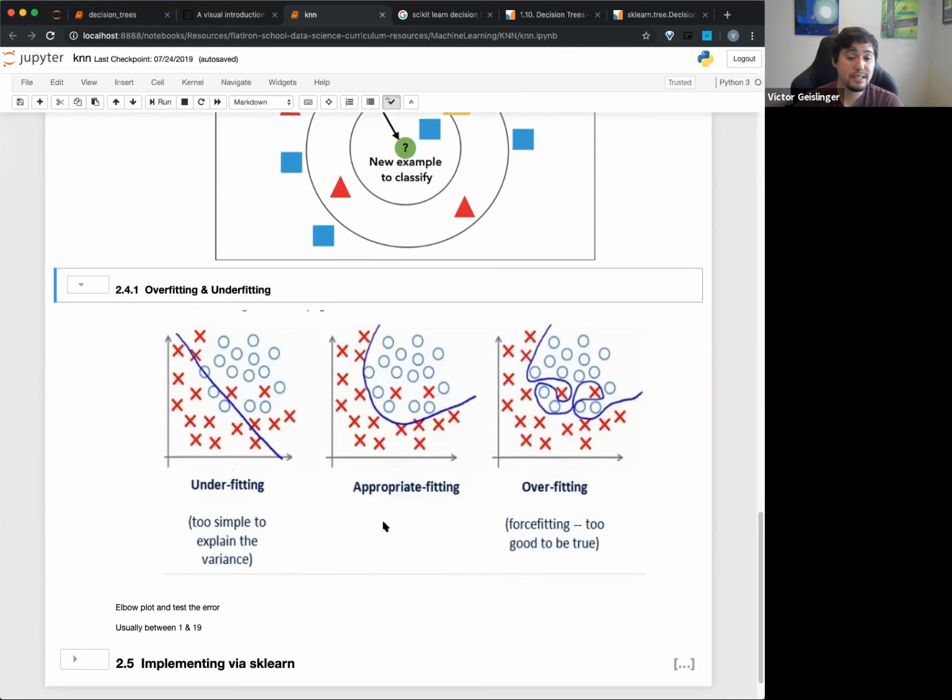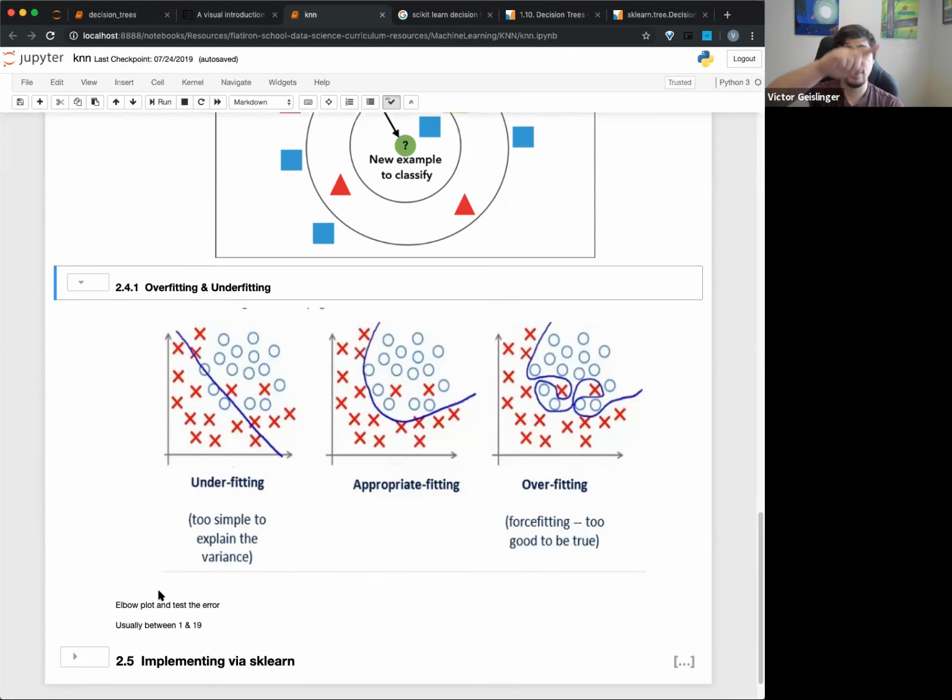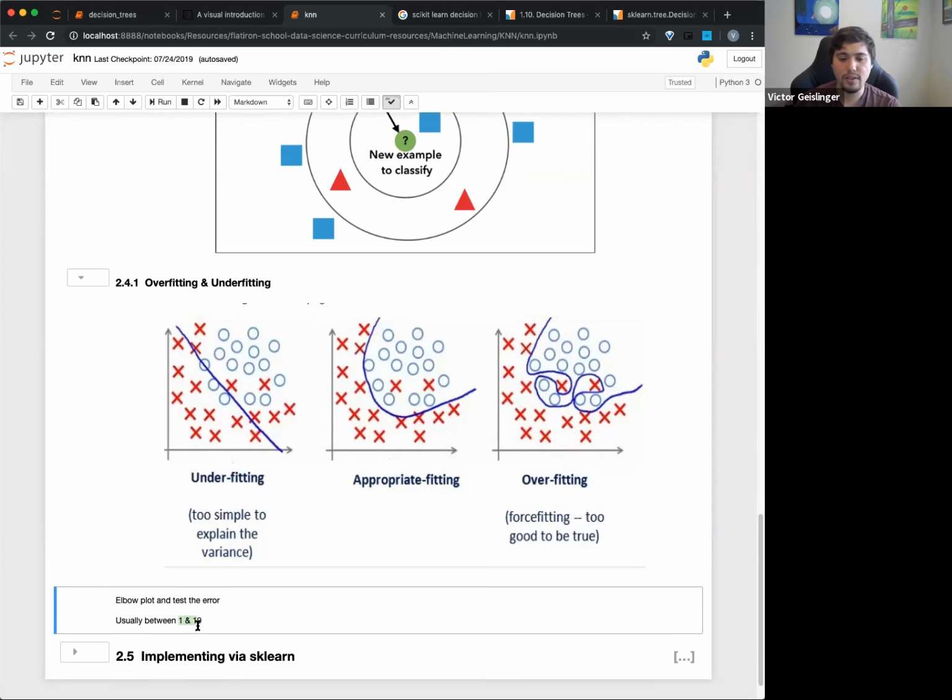The best thing to do is essentially an elbow plot. This is where you have your validation plot and your training plot, and you see how much accuracy you have on each part. This is with data where you already know what the values are, what the classification is. You would pick where you get it just right, and that's where your K would be. Usually that K is between 1 and 20. It's usually not higher than 20.